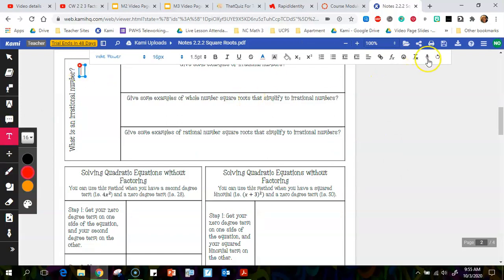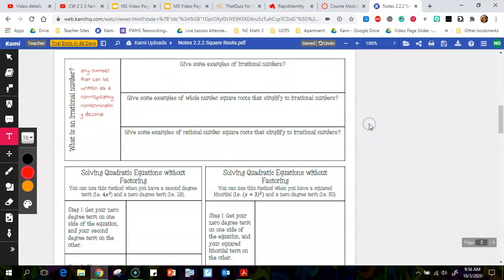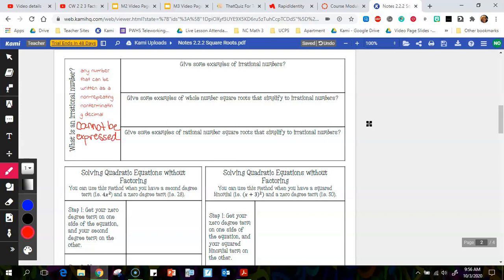Any number that can be written as a non-repeating, non-terminating decimal. I'm going to put that in there, but I'm also going to tell you that an irrational number cannot be written as a fraction. So let's add that on here. I'll use my drawing tool and add that. You can use your text tool if you want to. Cannot be expressed as a fraction.